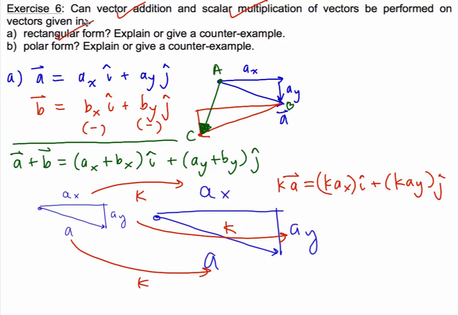But what about polar form? In this case, I'm going to use two very specific vectors, vector i hat, which goes one space to the right, and so its polar form is given by a magnitude of 1 and a direction of 0 degrees. And I'm going to use vector j hat, which, I'll draw it properly, goes up one space, and so it has a magnitude of 1 also and a direction of 90 degrees.